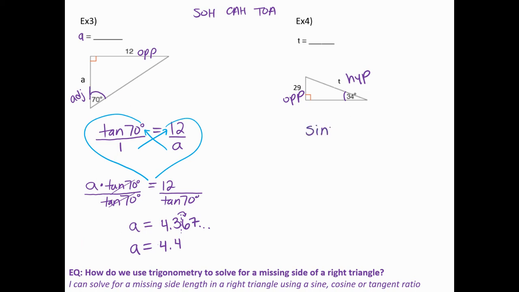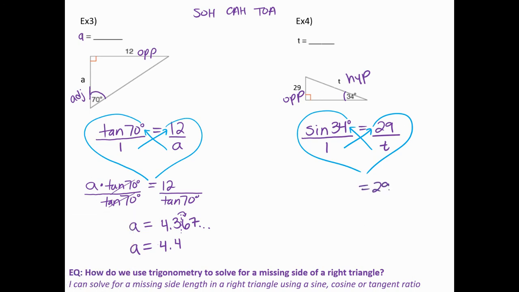So I say sine 34 degrees equals opposite over hypotenuse. And then I'm ready to solve again. So I'm going to make this left side a fraction by putting a 1 under it. I'm going to cross multiply, do the love connection. There we go. And then I'm going to solve. So 1 times 29 is 29. T times sine, remember it's times the sine, so T times sine 34.